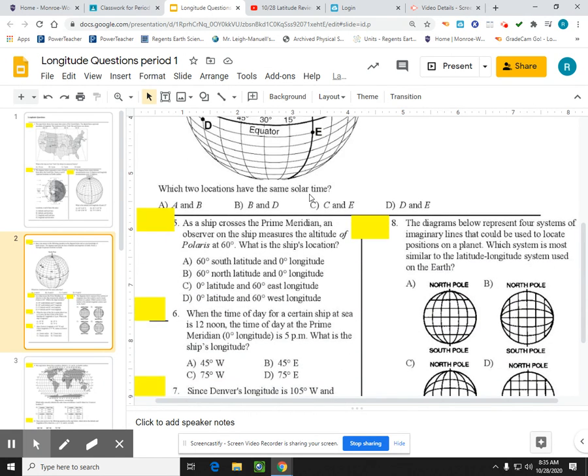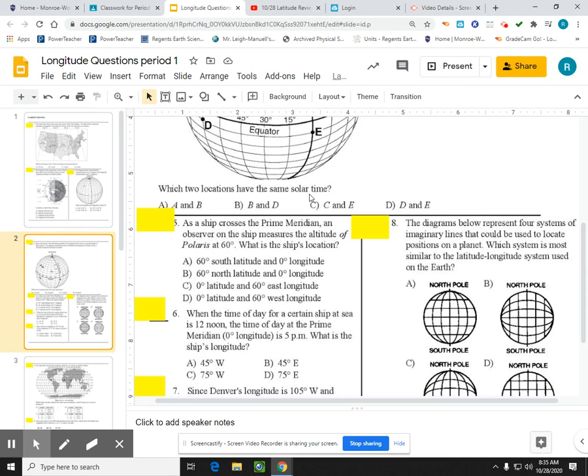As a ship crosses the prime meridian, an observer on the ship measures the altitude of Polaris to be 60. What's the ship's location? Well, since they measure the altitude to be 60, they've got to be at 60 degrees north latitude. And since they just crossed the prime meridian, their longitude would be 0. So it would be letter B for this one.